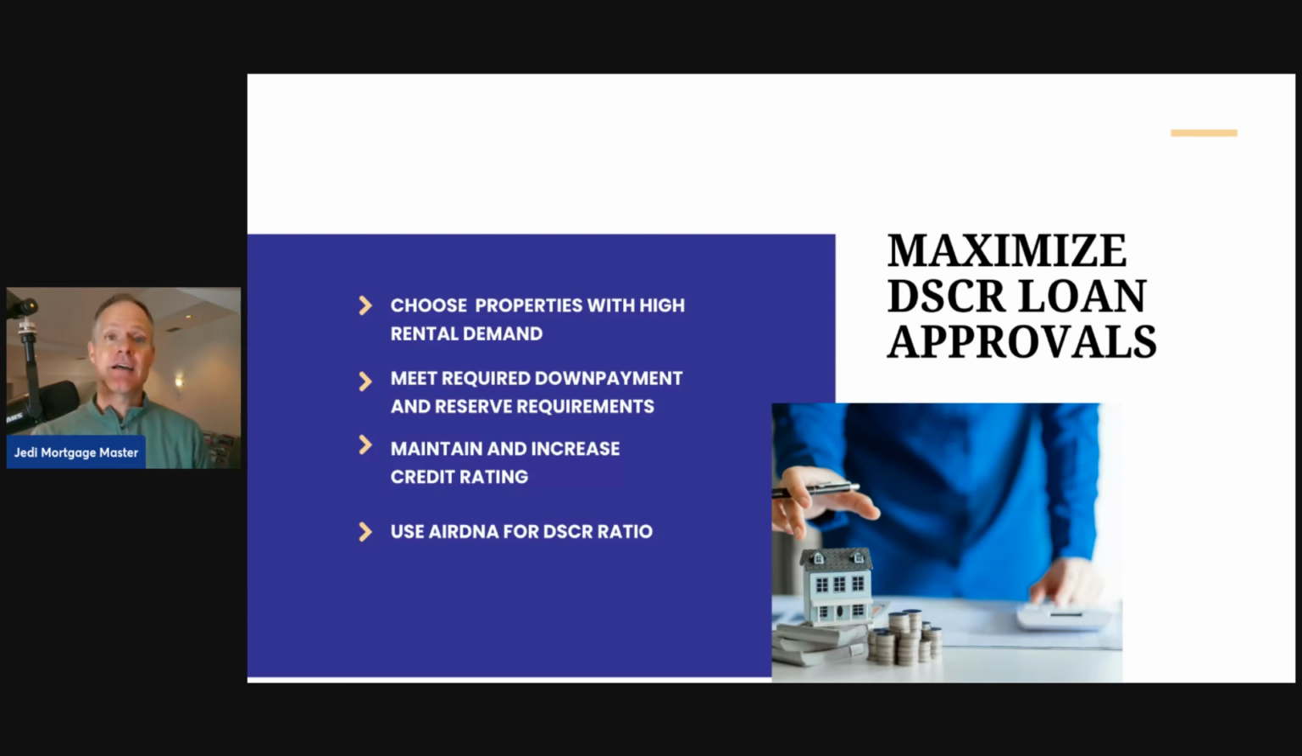So having the ability to make that down payment and the reserves, you need to have that if you're going to get approved. Now, you can have partners if you don't have the money. You can save up the money. There's a lot of different ways maybe you can get the money, but the money is important on this loan product, okay? Number 3, maintain and increase your credit rating.